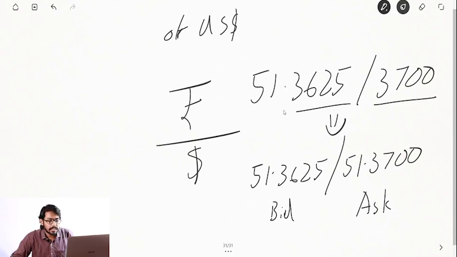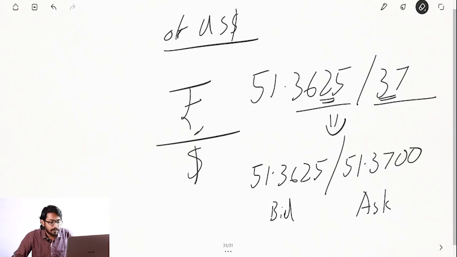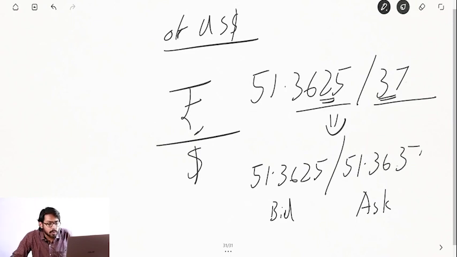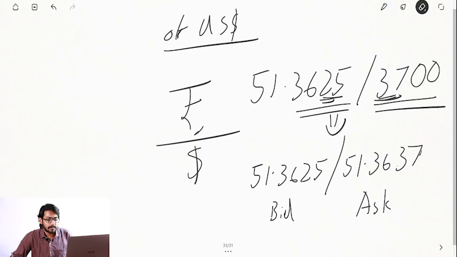Suppose the quotation was the interbank rate of dollar is rupees 51.3625 slash 37. If they have given only 2 digits, then replace only 2 digits, 51.3625 slash 51.3637. Okay, if they have given only 2 digits, then replace 2 digits. If they have given 4 digits, replace 4 digits. Got it? 3700 means here also 3700.